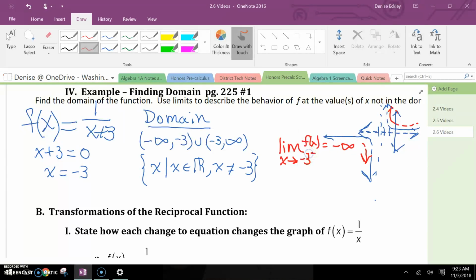And then the other limit is going to be from the right-hand side. So we're going to use x approaching our asymptote, but then to the right of the number, we put a little plus here to say we're coming from the right-hand side. And if you notice on the first one, I put a little negative to show that I was coming from the left-hand side, and that's going to positive infinity.